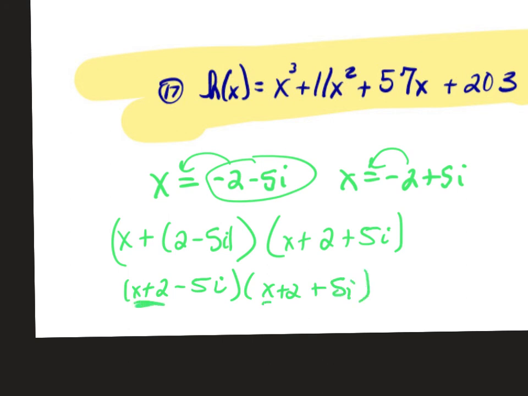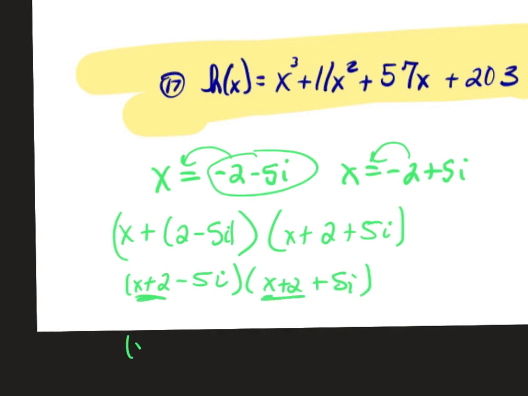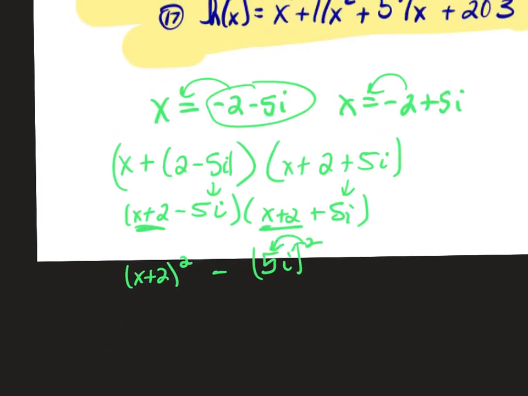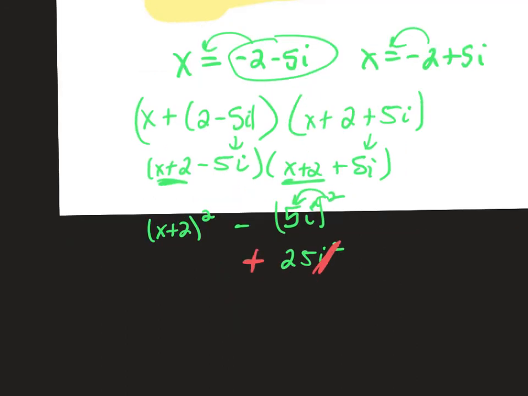And again, guys, look here. I have x plus 2 twice. I can write that as x plus 2 quantity squared. I have a 5i and a 5i, so that gives me 5i quantity squared, and I have my minus sign in the middle. So distribute this exponent to the number and to the i. So I have minus 25i squared. I see i squared, cross it out, change the sign.